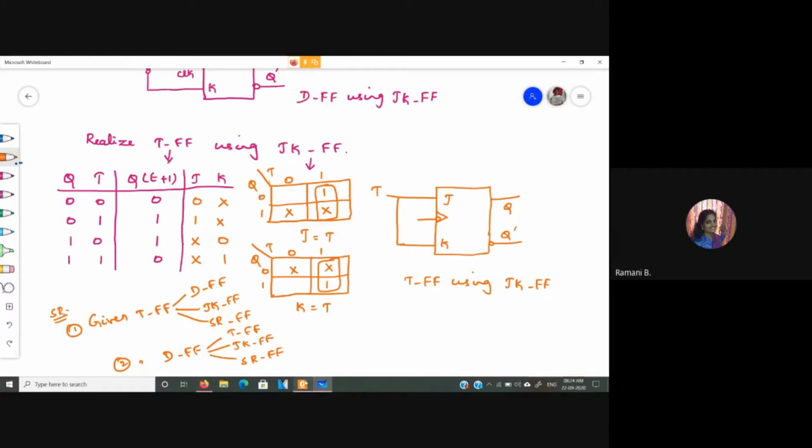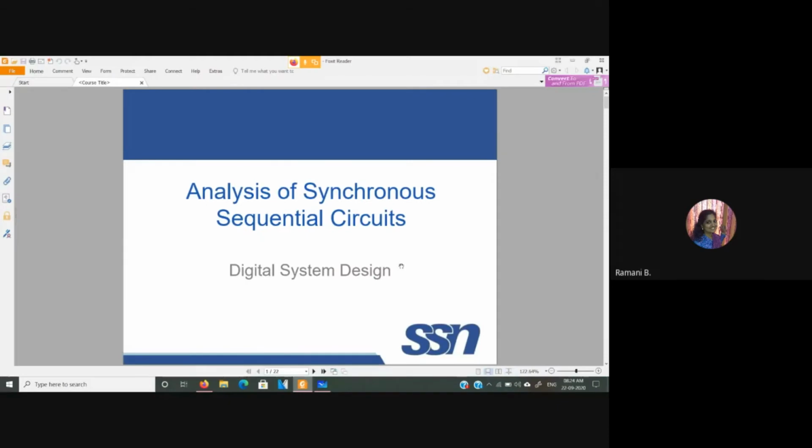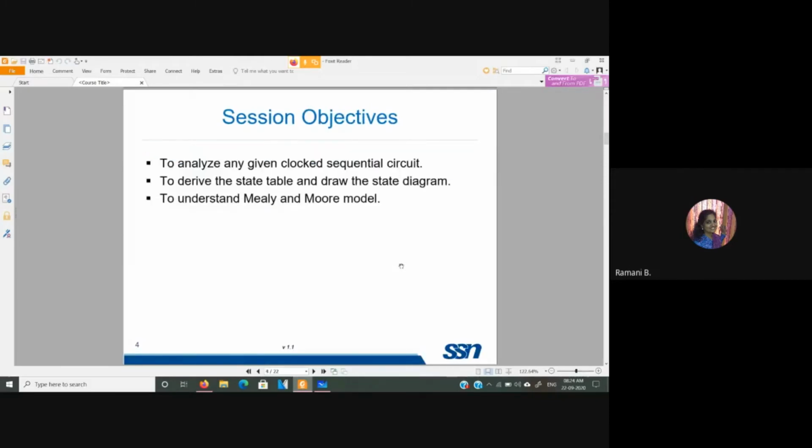Now let us move on to the next topic, analysis of synchronous sequential circuits. Analysis means you are given a circuit and you need to analyze it. So we have to analyze the clocked sequential circuit. From the circuit we derive the state table and state diagram. I will let you know what is meant by state table and state diagram, and we will understand what is meant by the Mealy and Moore models.